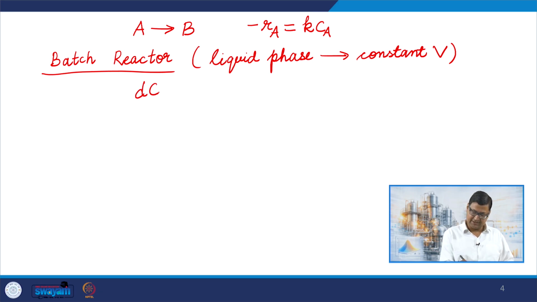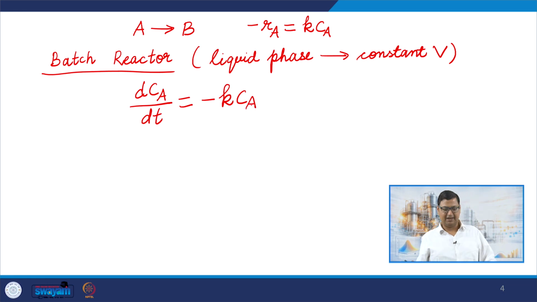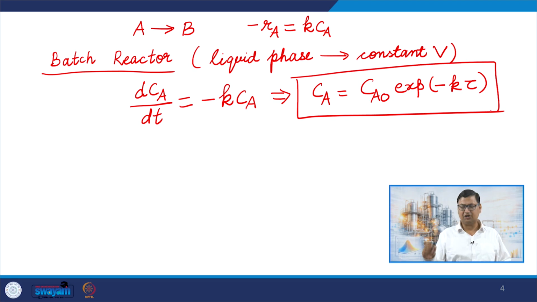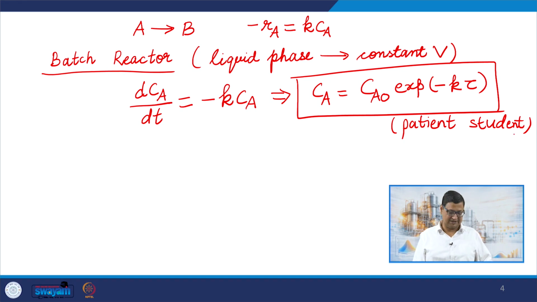The mole balance is going to be something like this: dCA by dt is equal to minus K CA, that is equal to RA essentially, and since the concentration of A at time 0 is Ca naught, we can integrate this and we will get something like CA is equal to Ca naught exponential of minus K tau. This becomes the concentration for the patient student at time tau. So, let me note down here, this is for the patient student. It reads weird, but it is like someone who is not impatient.